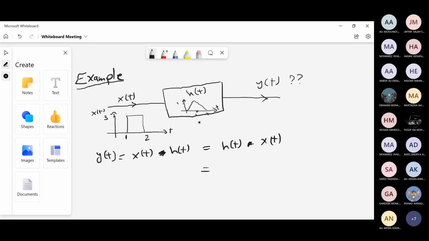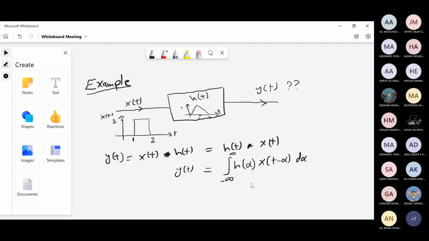So then it is the integration of h of tau, or h of alpha, x of t minus alpha d alpha, from minus infinity to plus infinity. So remember that here the variable now is changed to alpha. It's not t. T is constant now in this integration. So this is y of t. If you want to find y5, then y5 is equal to the integration from minus infinity to infinity of h alpha x of 5 minus alpha d alpha. So 5 is constant here. So t is constant.